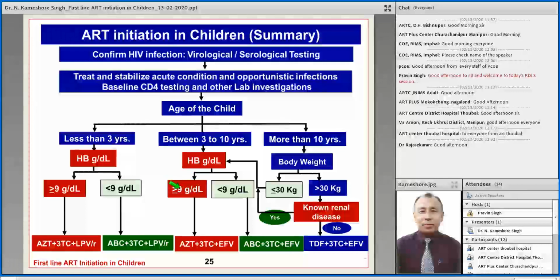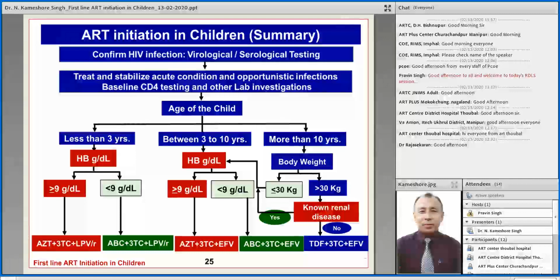If the hemoglobin is more than or equal to 9 gram per deciliter, we use zidovudine, lamivudine and efavirenz, because efavirenz can be used in this age group. If the hemoglobin is less than 9 gram per deciliter, instead of zidovudine, we select abacavir and the rest of the two, that is lamivudine and efavirenz. In case of the age more than 10 years, body weight is to be seen. If body weight is less than 30 kg, we use the previous two regimens, and if the body weight is more than 30 kg without any known kidney disease, we choose tenofovir, lamivudine and efavirenz. If kidney disease is there, we select the previous regimen as in between 3 to 10 years.